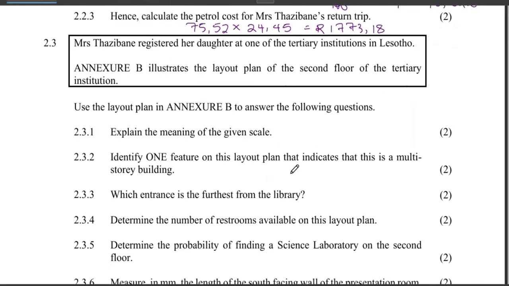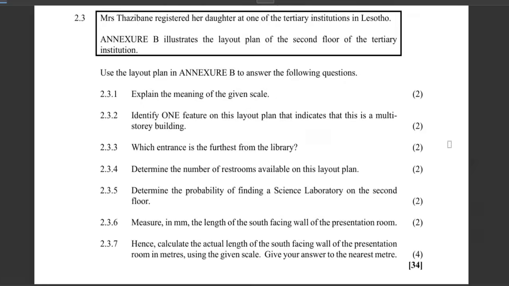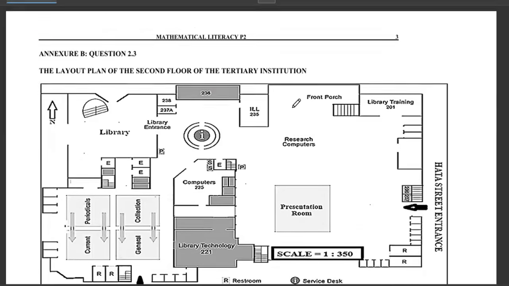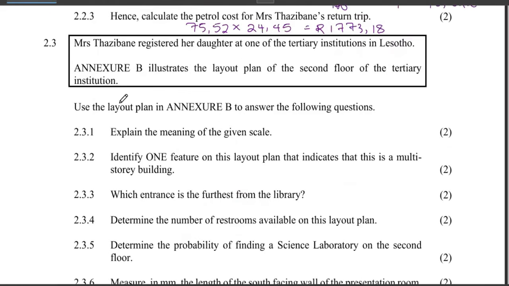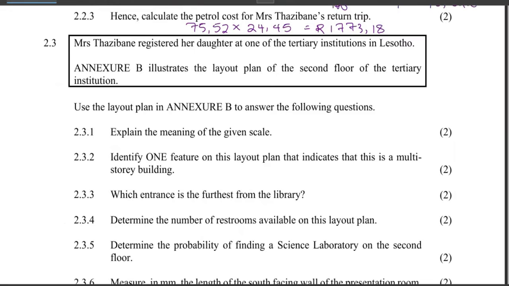Annexure B illustrates the layout plan of the second floor. So we have to go to Annexure B. This is Annexure B. Just check, it's a floor plan. So we are saying, explain the meaning of the given scale. The scale is here, that's given. Look at this scale. They wanted to give the meaning. The type of scale, it's a number scale or ratio scale.